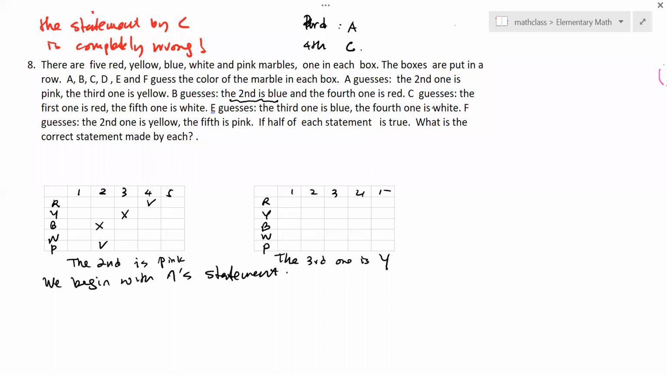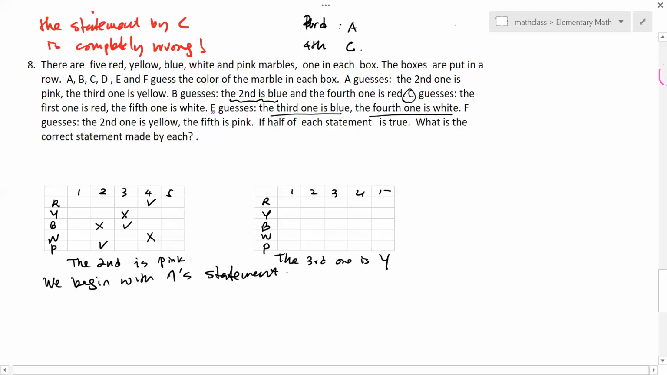Okay. E says that the third one is blue. The fourth one is white. Let's look at the fourth one. Which statement is correct? Fourth one is white is not going to be correct statement because I already know the color in the fourth box. Okay? Fourth one is white is a wrong statement. Then the third one is blue is correct statement. Okay? Then we haven't done the statement C here, right? We wait for C because it's talking about the first one and the last one.